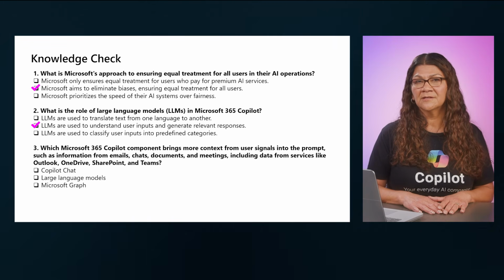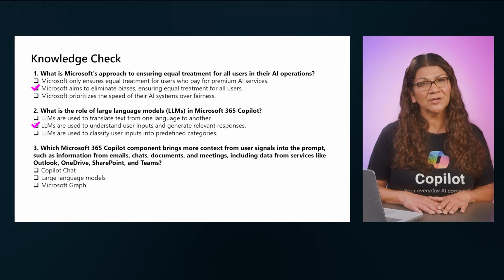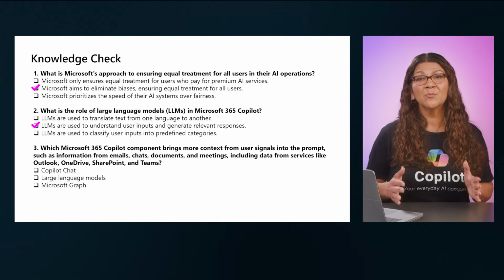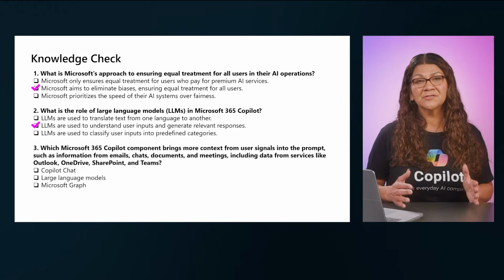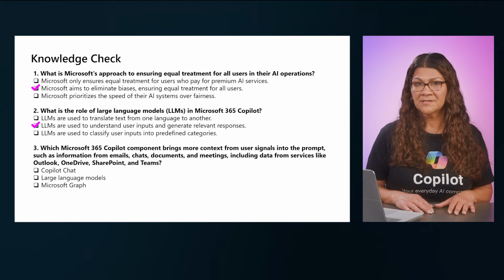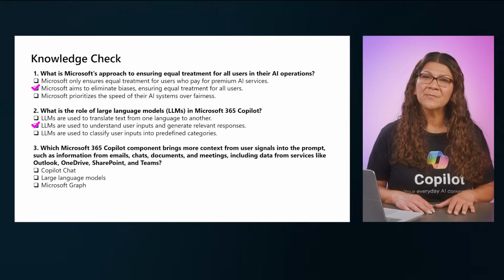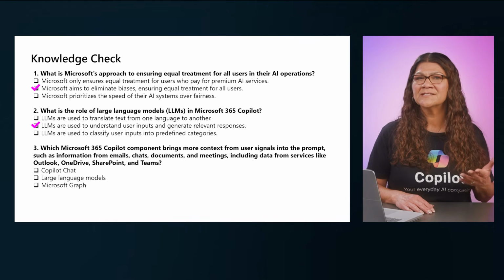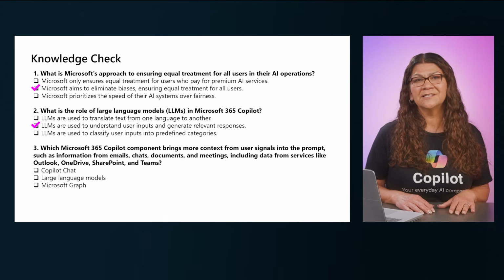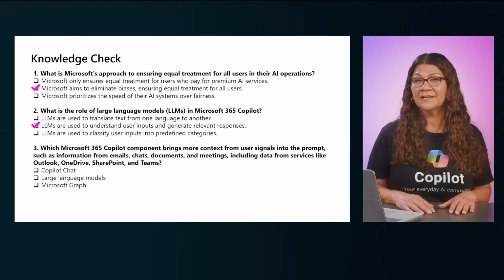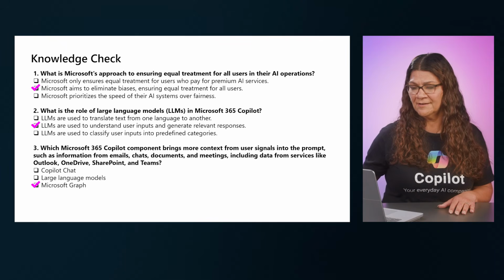Question 3. Which Microsoft 365 Copilot component brings more context from user signals into the prompt, such as information from emails, chats, documents, meetings, and more, including data from services like Outlook, OneDrive, SharePoint, and Teams? And yes, you guessed it, Microsoft Graph.